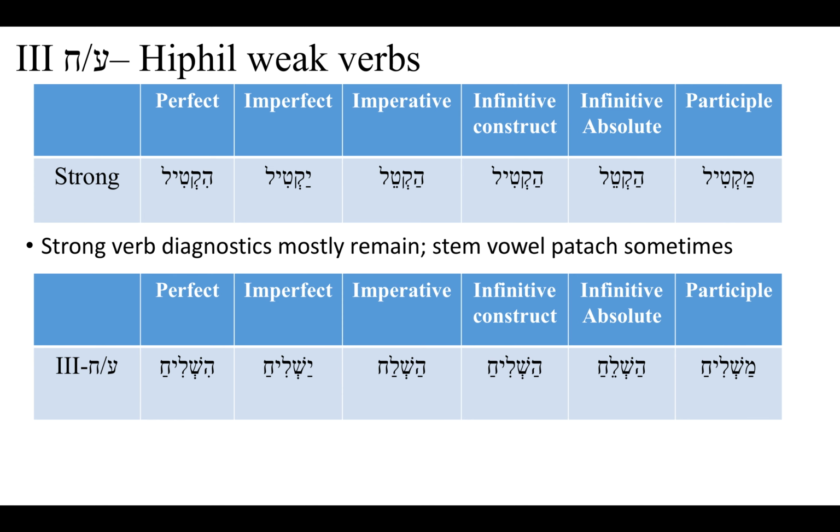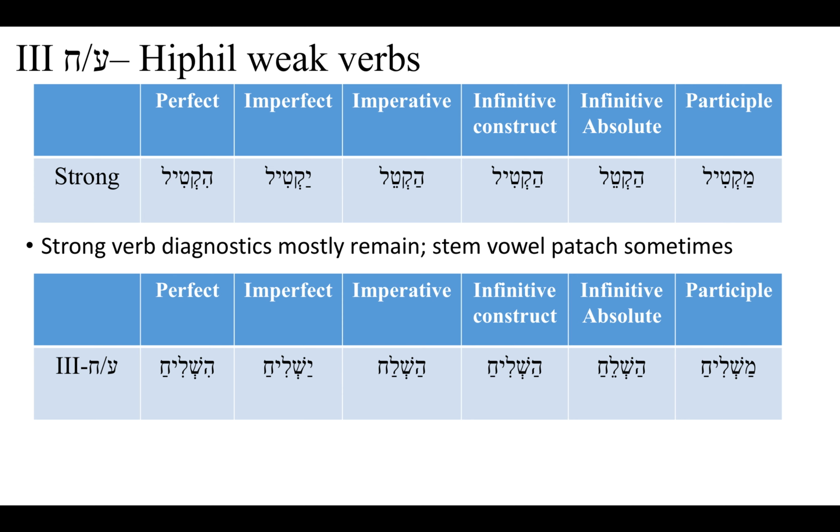And all of these forms, if you notice, also have a furtive patah leading into that final het. So with the strong perfect, instead of hiktil, everything stays the same except we have hishliyach. So that furtive patah shows up there. Same thing in the imperfect, everything's the same with yashli up to that point. The same with yaktil, but then we have that yashliyach, the furtive patah shows up there at the end.